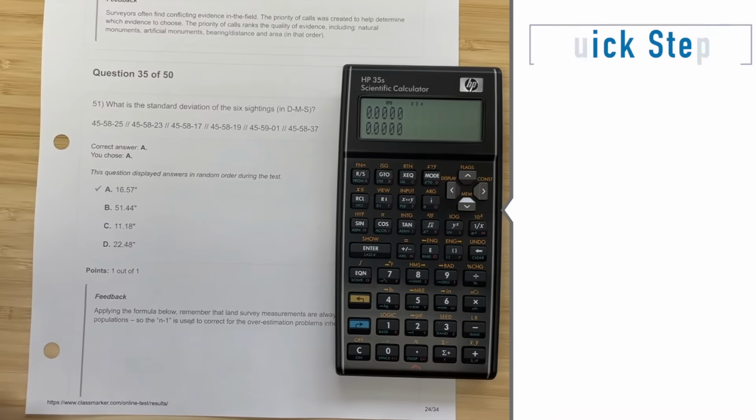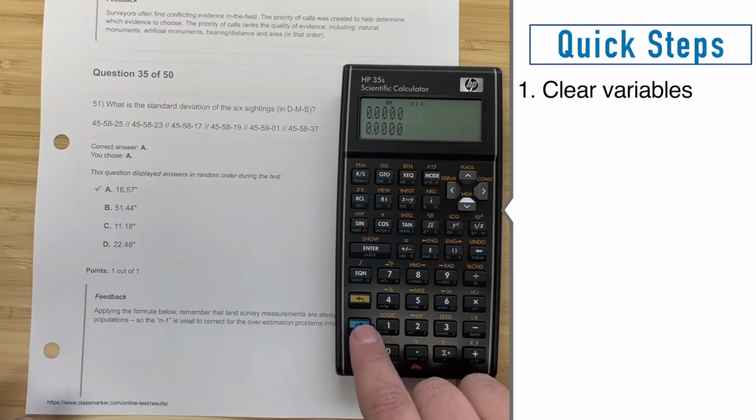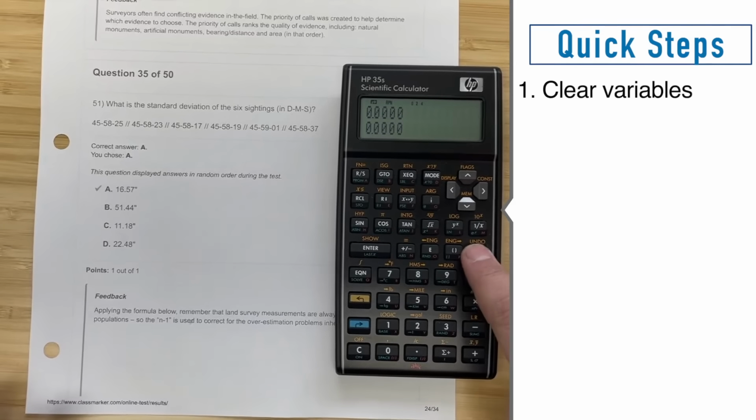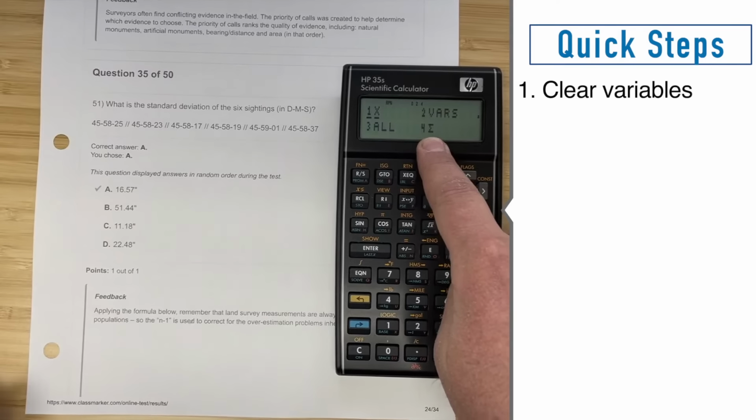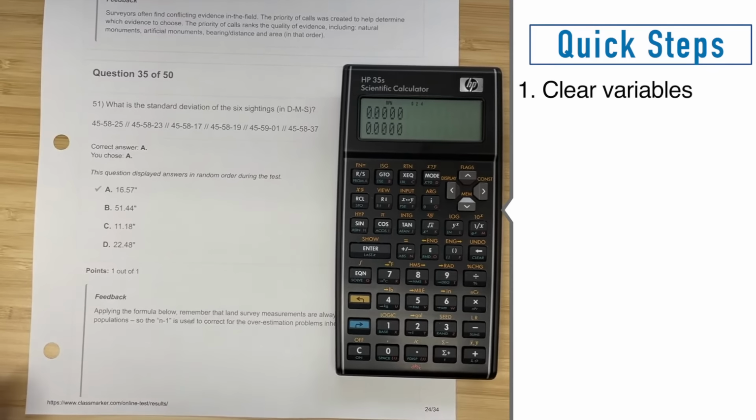First of all, let's clear our variables. So we're going to go blue, clear. We are not going to clear our programs. We are just going to clear the variables. And the variable here is this weird E symbol. So I'm going to press 4. Now our memory register is completely clear.